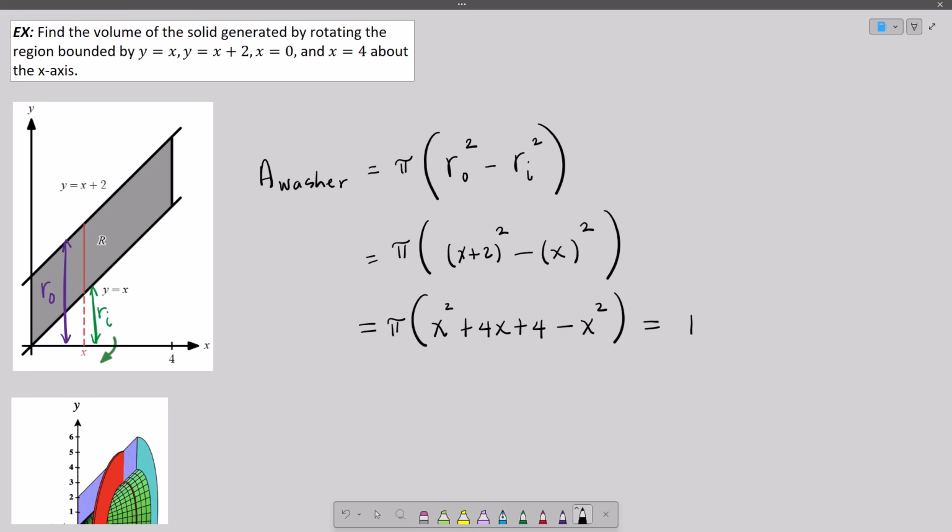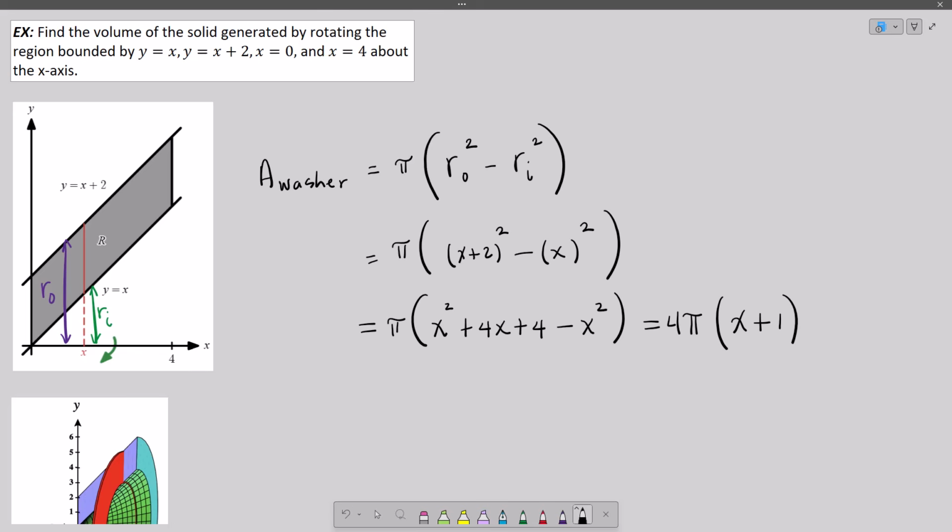we will end up with the function pi multiplied by, actually I'll factor out a 4 just to simplify it a little bit. So 4 pi times x plus 1. That will be the area of the washer at x.